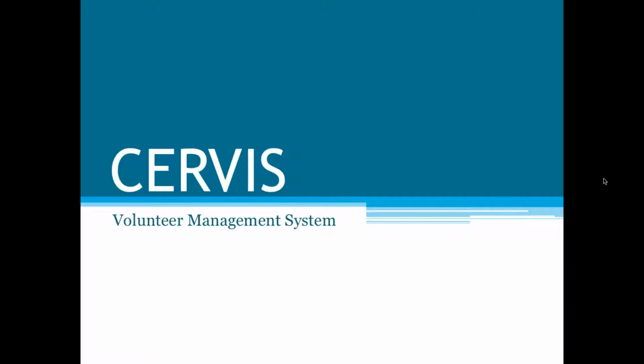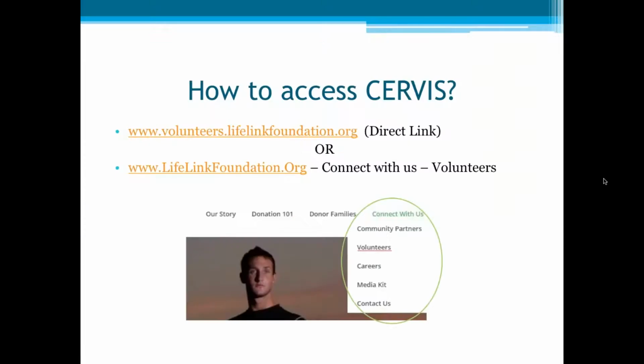So our new volunteer management system is called CERVIS. And tonight we're going to tell you how to access it. There are two different ways to access CERVIS. The first way is the direct link, www.volunteers.lifelinkfoundation.org. That is the direct link to take you to the site. And the other way is you can actually find it just by going to the main LifeLink Foundation page.